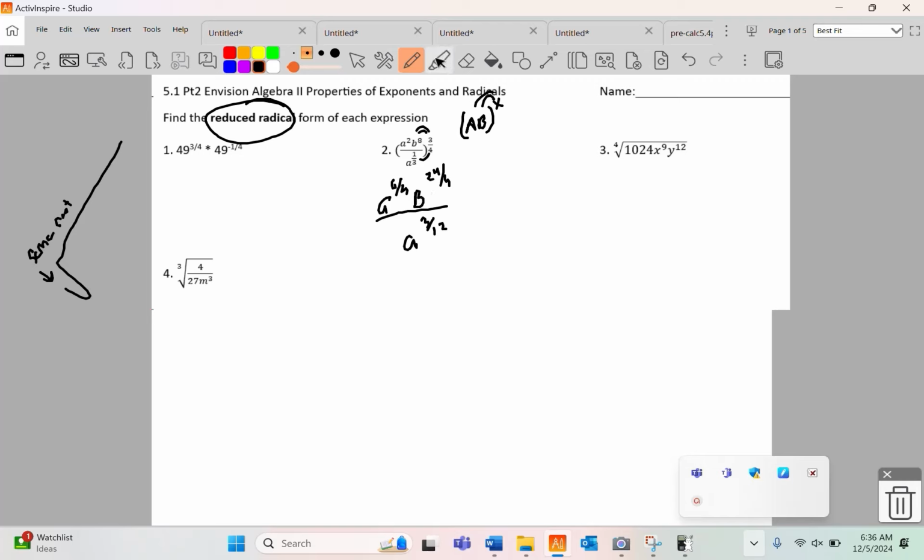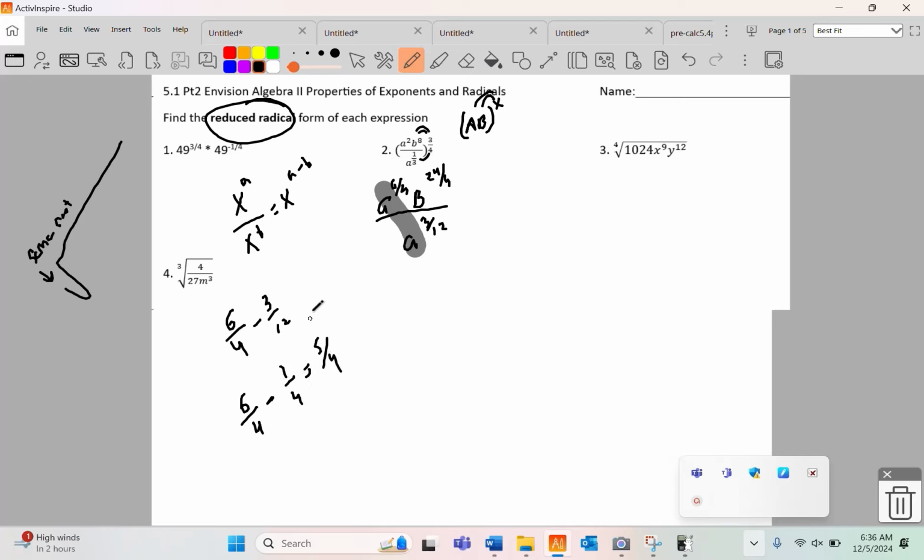Now, I've got a pair of like terms here. See those guys? And I have a property that says x to the a over x to the b is x to the a minus b. So I need to figure out what 6/4 minus 3/12 is. Well, 3/12 reduces down to 1/4. So it's 5/4. Awesome sauce, right? I think it's pretty cool.